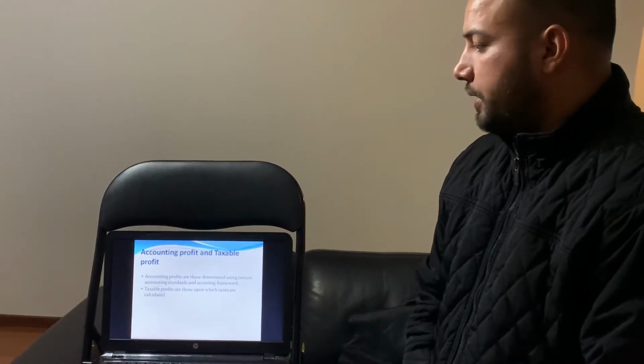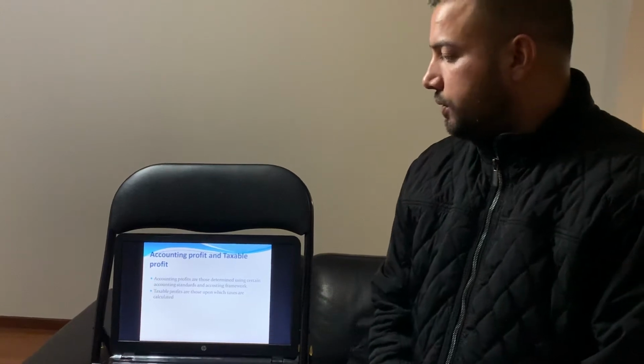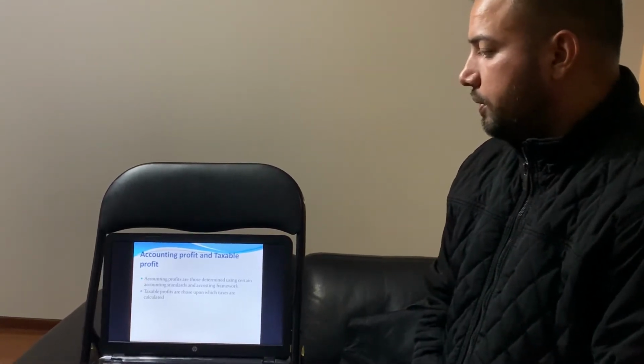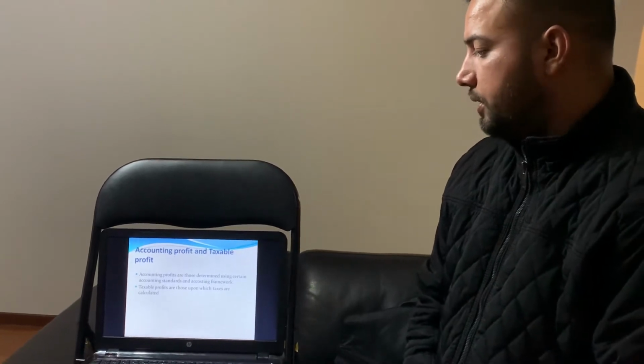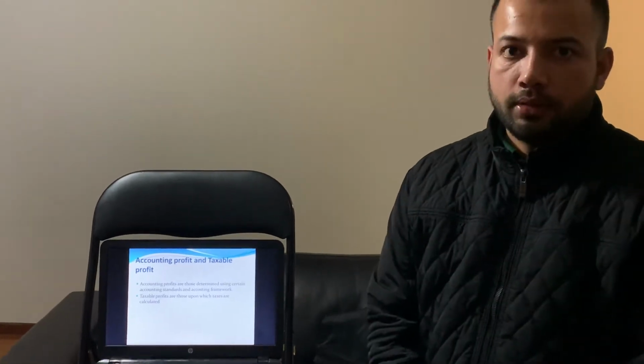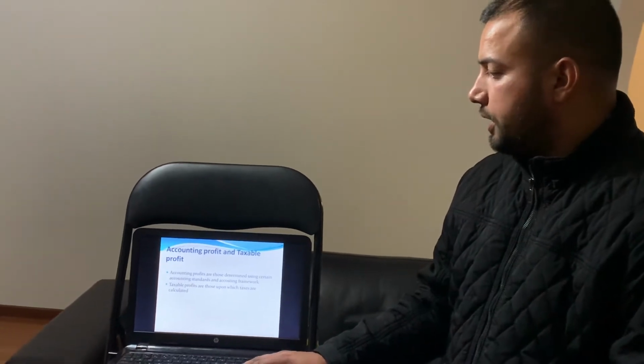Moving forward, we have accounting profit and taxable profit. We have to understand what accounting profit is and what taxable profit is. There's a difference between these: accounting profits are those determined using different accounting standards and accounting frameworks. On the other hand, taxable profits are those upon which taxes are calculated. So you have the understanding of both concepts.